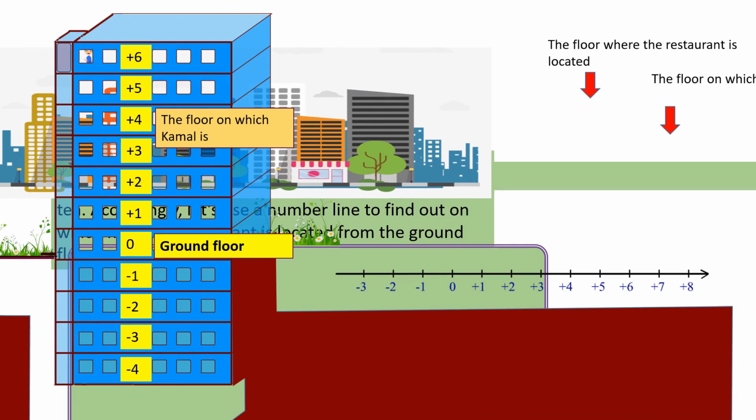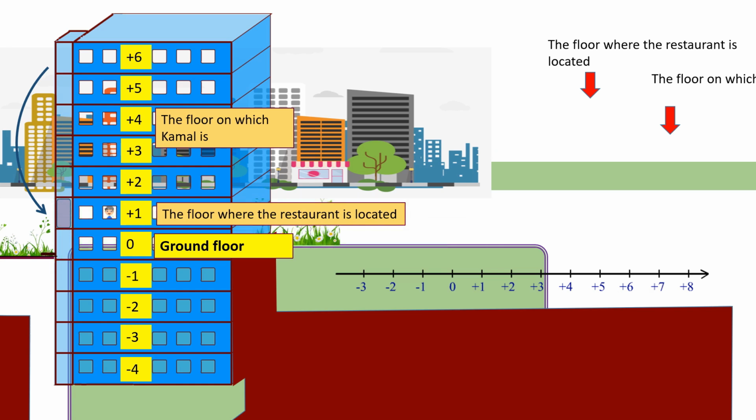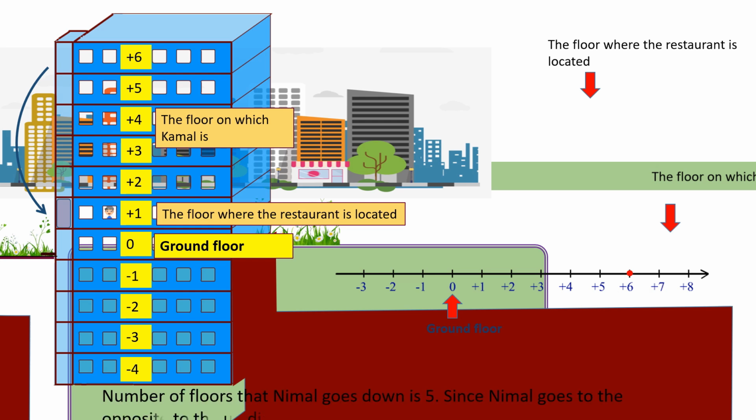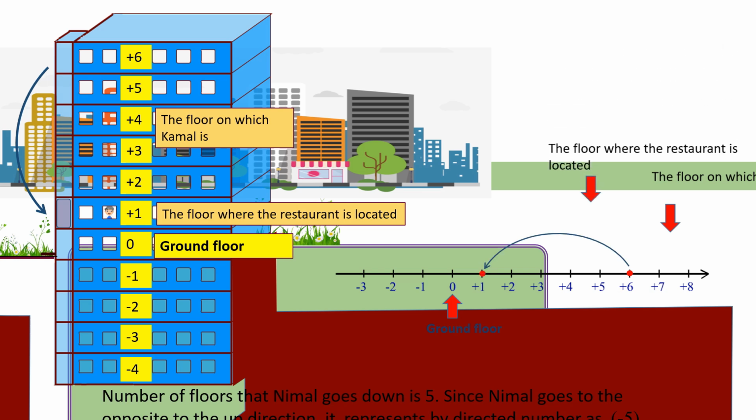My dear children, during Nimal's break, he took the elevator down 5 floors from the work floor to have tea. Accordingly, let's use a number line to find out on which floor the restaurant is located from the ground floor. For this, my dear children, let's draw a number line and mark the directed number of indicators related to the floor where Nimal is. After that, as we come down 5 floors on that number line, let us go 5 units towards the left, that is the negative direction, and mark on +1. Accordingly, it becomes clear to my dear children that the restaurant is located on the +1 floor.